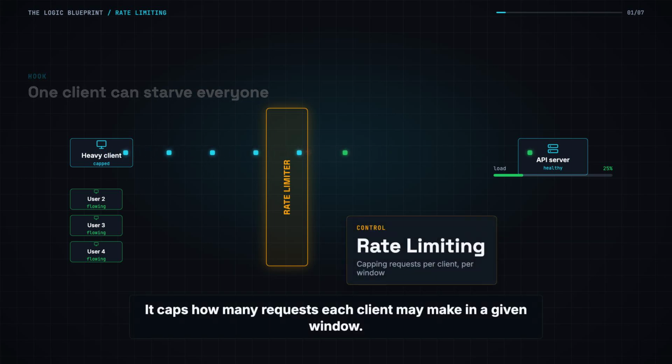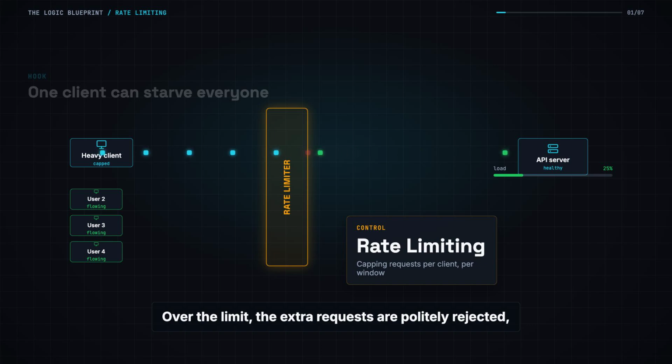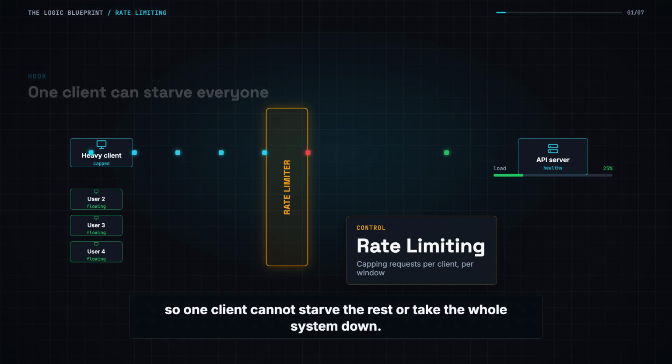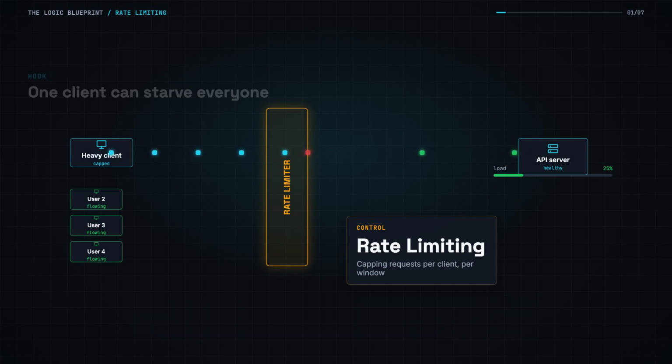It caps how many requests each client may make in a given window. Over the limit, the extra requests are politely rejected. So one client cannot starve the rest or take the whole system down.